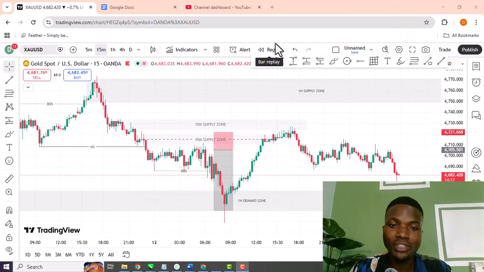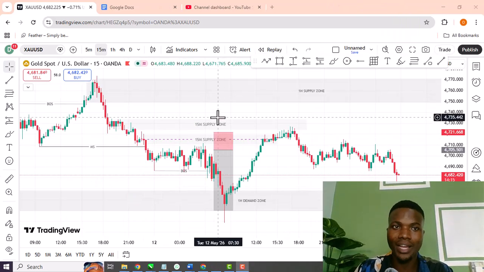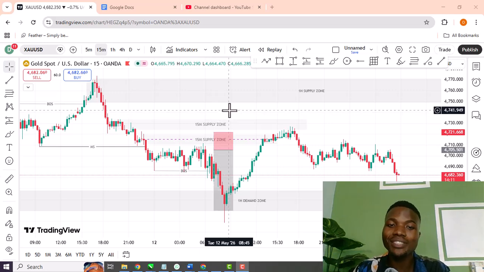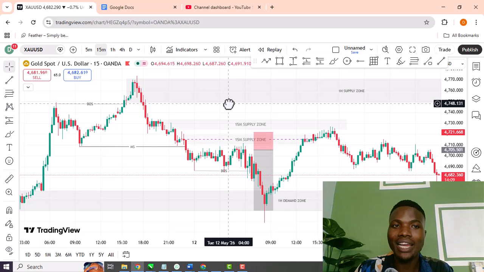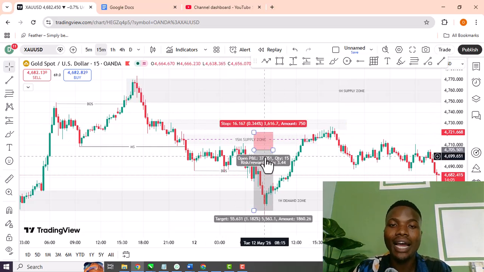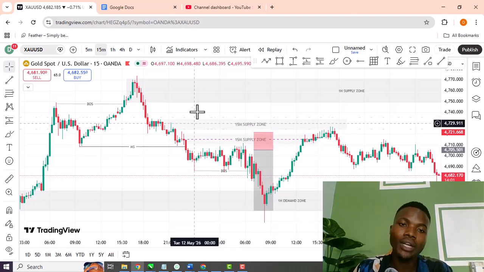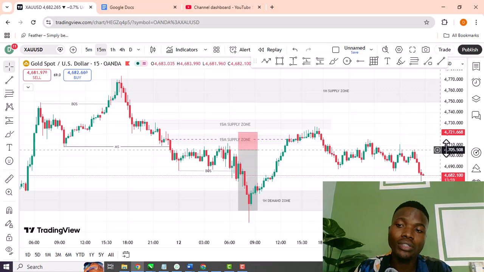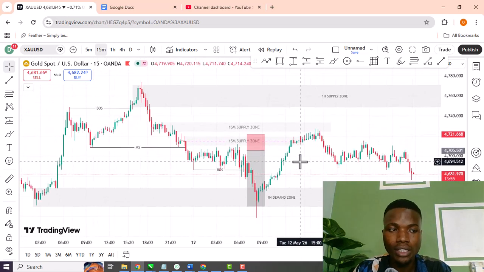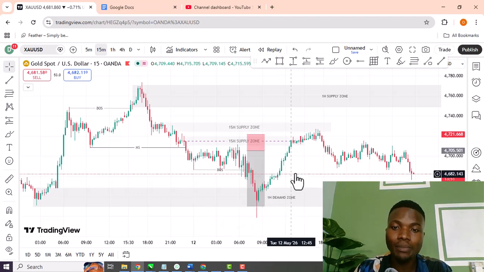Traders, I eventually lost this trade. I lost this trade, and the only reason is because when I entered this trade, I didn't set my TP. That was because the moment I entered this trade, I was actually working, and I just forgot to set my TP.